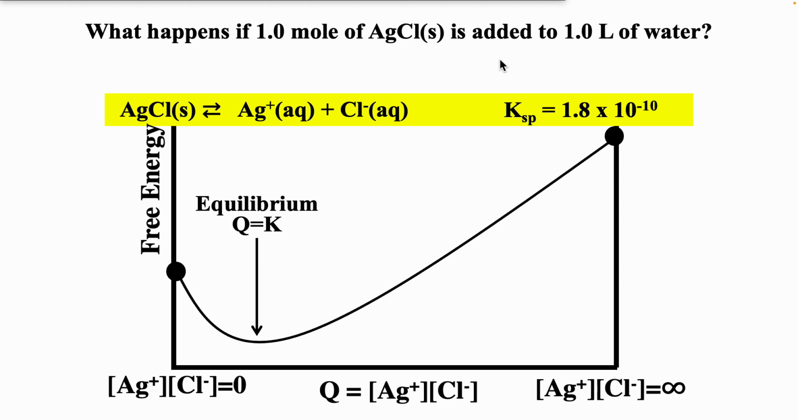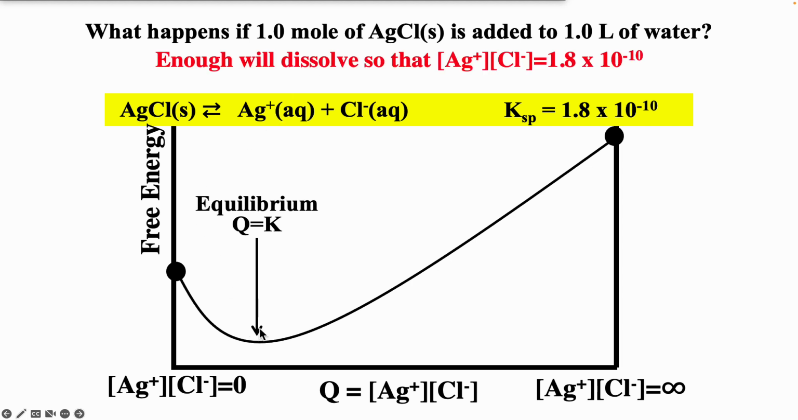So what happens if 1 mole of silver chloride is added to water? Well, enough will dissolve until we get to Q equals K, or until the silver ion concentration times chloride ion concentration equals the KSP, which is 1.8 times 10 to the minus 10th. And then the rest will just remain solid.